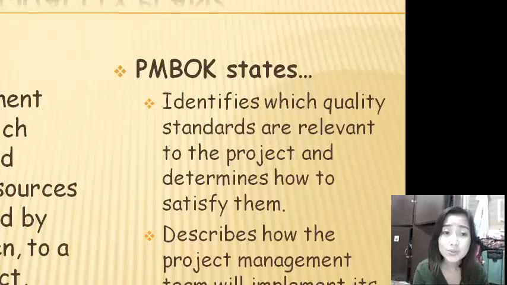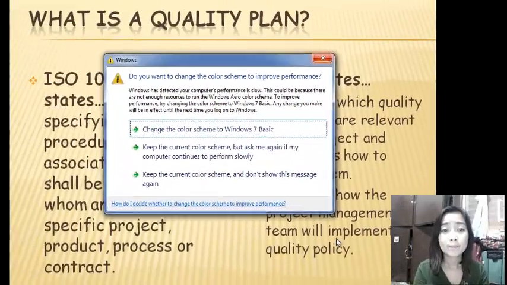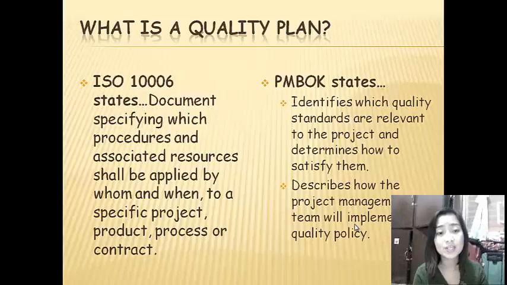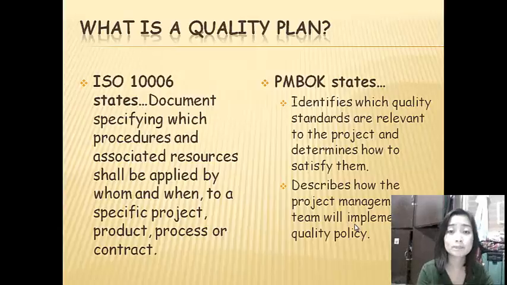Quality plan. What is a quality plan? ISO 10006 states that the quality plan is a document specifying which procedures and associated resources shall be applied by whom and when to a specific project, product, process, or contract. While the PMBOK states that the quality plan identifies which quality standards are relevant to the project and determines how to satisfy them, and describes how the project management team will implement its quality policy.